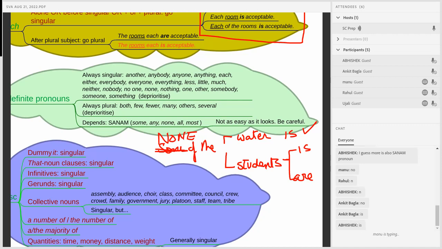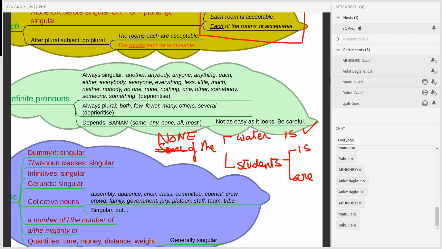Okay, Ankit is saying is, Abhishek is saying is, okay. I'll be straightforward over here. I would probably say none of the students are. Manu is saying are. Rahul saying are. Fair enough. And I think Ujali is giving it a thought. I would say are. Fair enough. So let me give you a little bit of background on this.